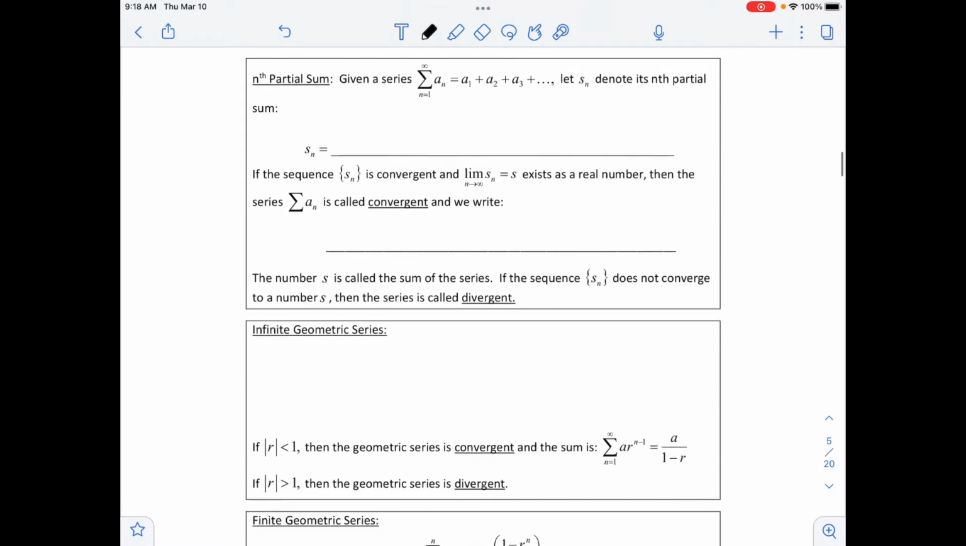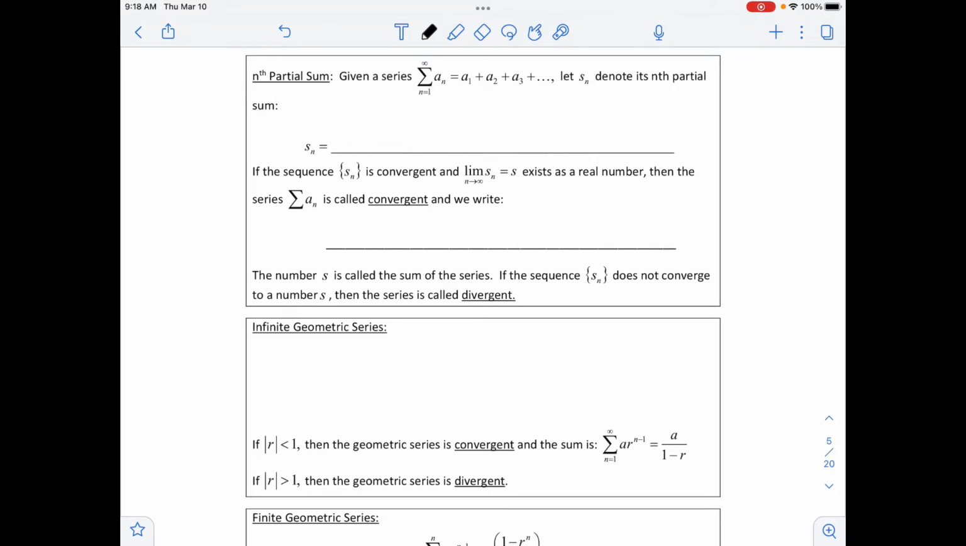And then right below that it says the nth partial sum, and the nth partial sum is given a series, the sum from n equals 1 to infinity of a sub n, which equals a1 plus a2 plus a3 and so on. It says let s sub n denote the nth partial sum. So s sub n is going to equal the sum from i equals 1 to n of a sub i. And so again, this is going to be adding up these terms, a sub 1 plus a sub 2 plus, and then continuing this on, but ending at a sub n. So adding together those n terms.